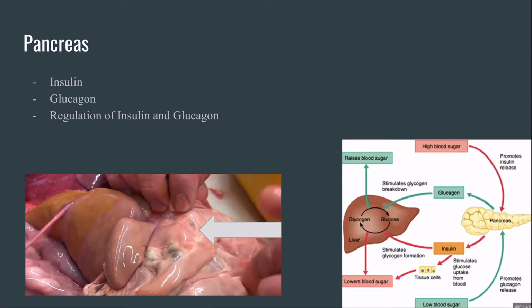The pancreas releases insulin and glucagon, and regulation is in the glucagon. If there's high blood sugar, the pancreas is going to release insulin, and then that's going to stimulate glucose uptake from the blood and stimulate glycogen formation. Due to a drop in blood sugar, there's going to be a release of glucagon, which is going to stimulate glycogen to break down into glucose, and also gluconeogenesis in the liver.